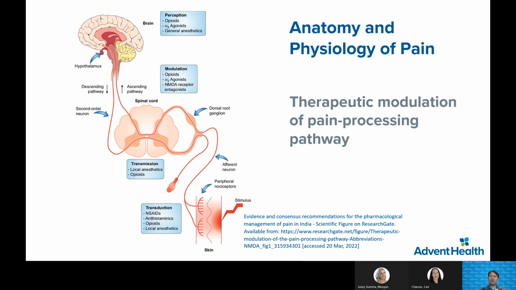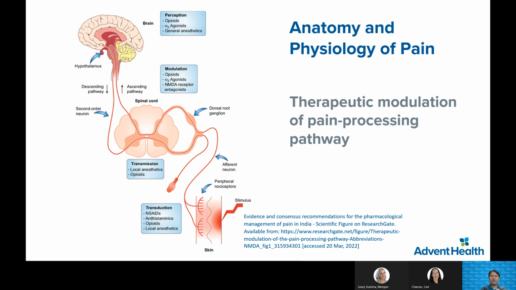The signal is then transmitted across to the second order neuron on the opposite side of the spinal cord before traveling upwards to the thalamus in the brain. The ascending tracts synapse to the third neuron in the thalamus and midbrain, or brainstem particularly. From the thalamus, the fibers project to the cerebral cortex up here, which includes the somatosensory cortex for the perception of pain.